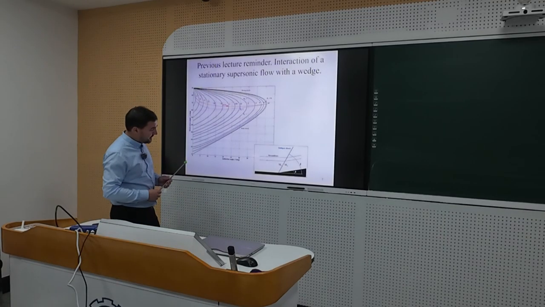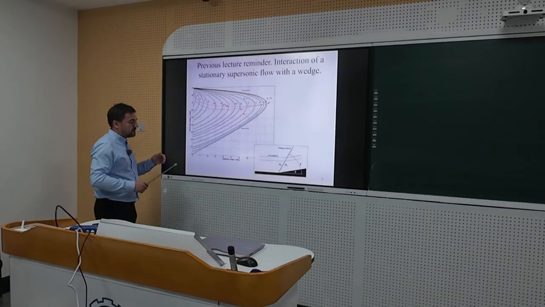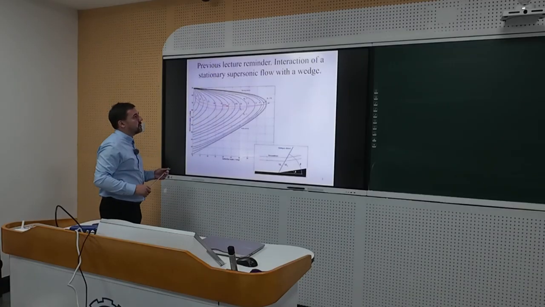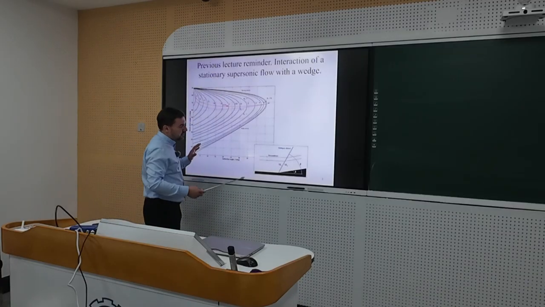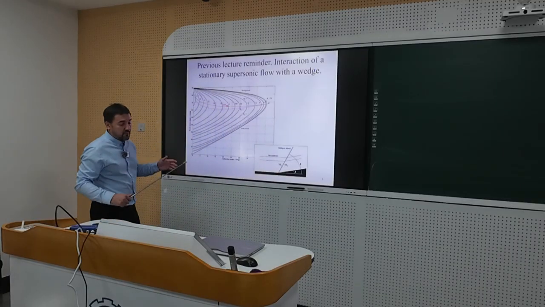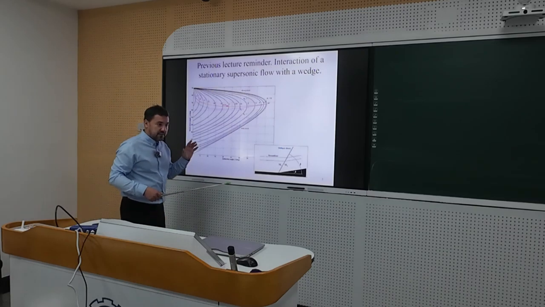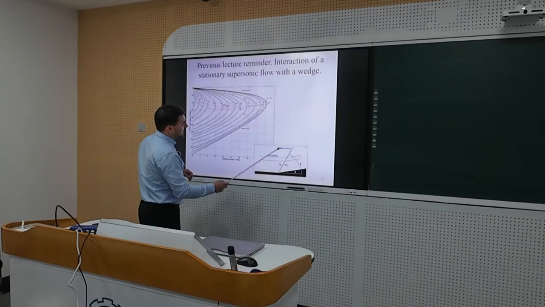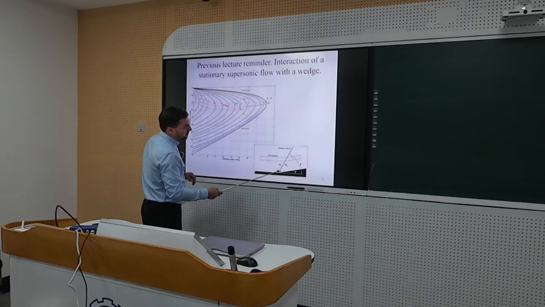For example, one of the most important known examples is the interaction of a stationary supersonic flow with a wedge. Suppose we have a supersonic flow, it interacts with this wedge, and it is known both from theory and from full-scale experiments that the solution is not unique. If theta is less than a certain value, you will have an attached shock wave, and two possible positions for this shock wave are possible, the so-called weak solution and strong solution.